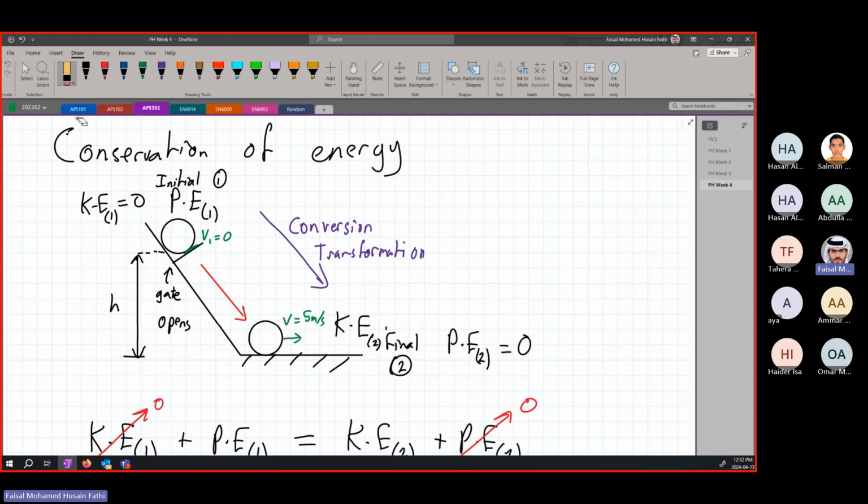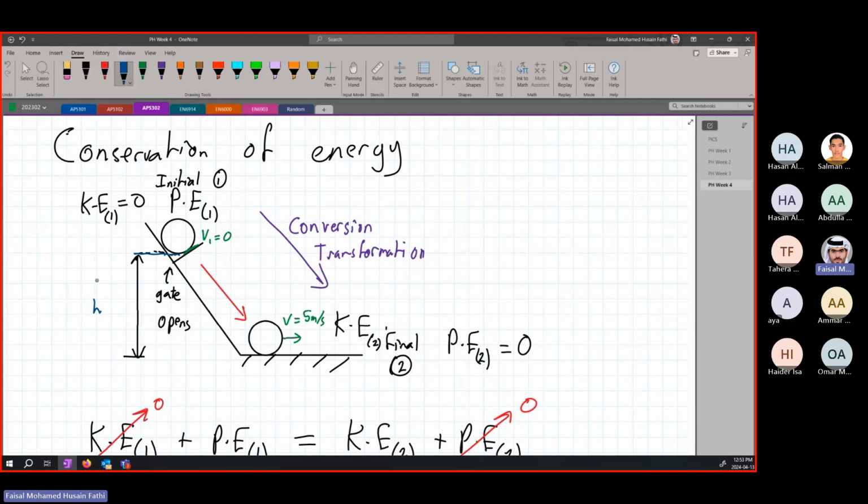Okay? Same thing for the potential energy. Potential energy here, we had a height. So at this point, there was a specific height. So let's say height was equal to, I don't know. We don't know what the height is, okay? Let's keep the height as a random height.